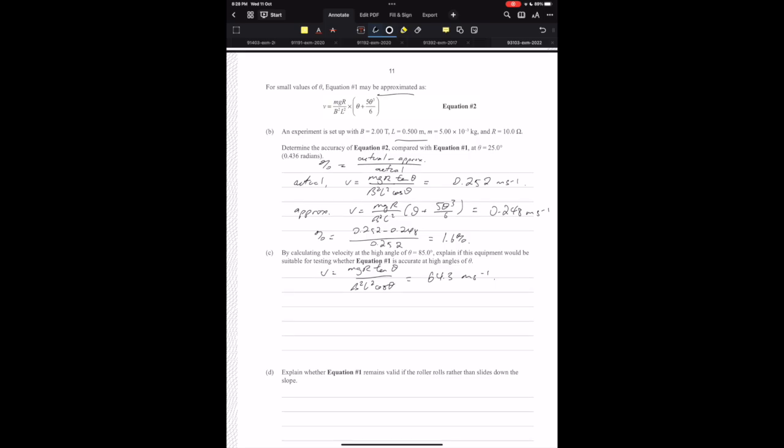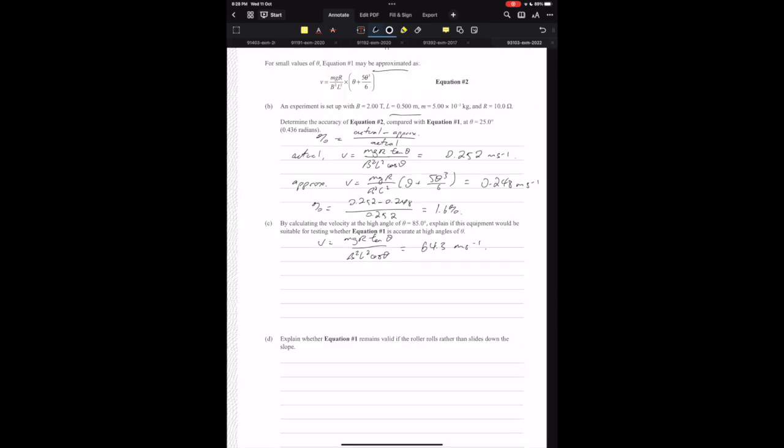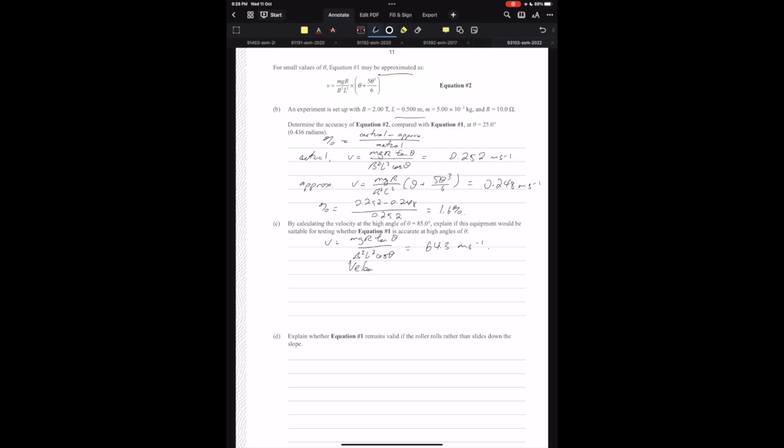So basically we can say the velocity is too high and then unable to make good measurements, and then it's not suitable for testing whether equation number 1 is accurate.